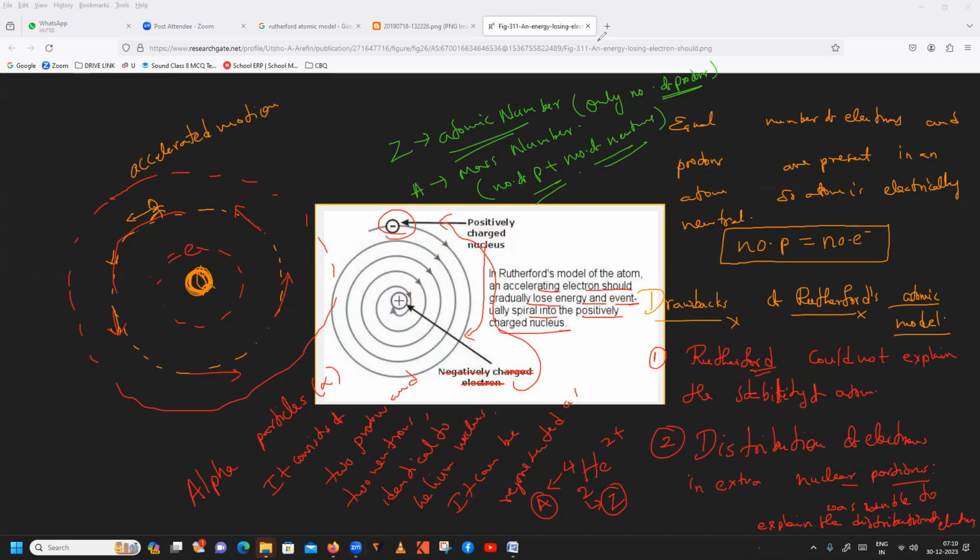Today, that is okay. So this is all about the Rutherford atomic model: observations, conclusions, experiments, and what the drawbacks are. So everything you have to remember and you have to do it.